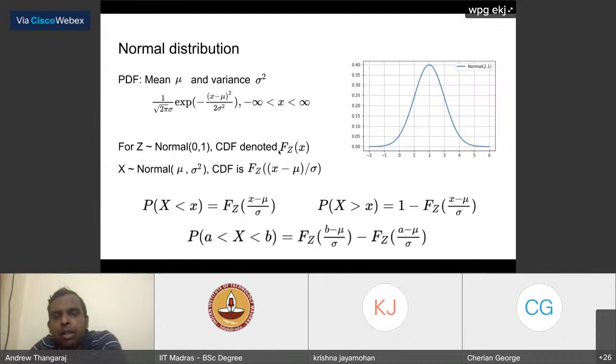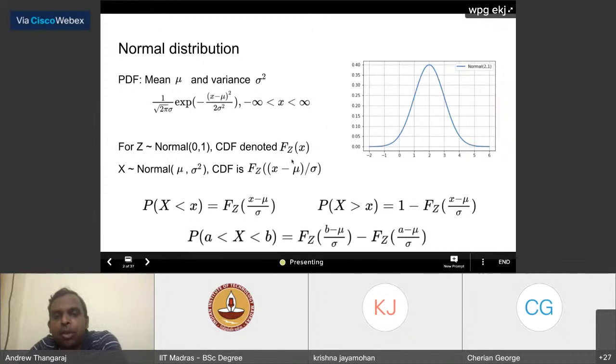reasonable computer package for probability computations will give you this as one of the functions. So you can evaluate FZ. And as far as our exams are concerned, FZ is known. We'll assume FZ is known. So you can express answers in terms of FZ. Okay, so that's important.